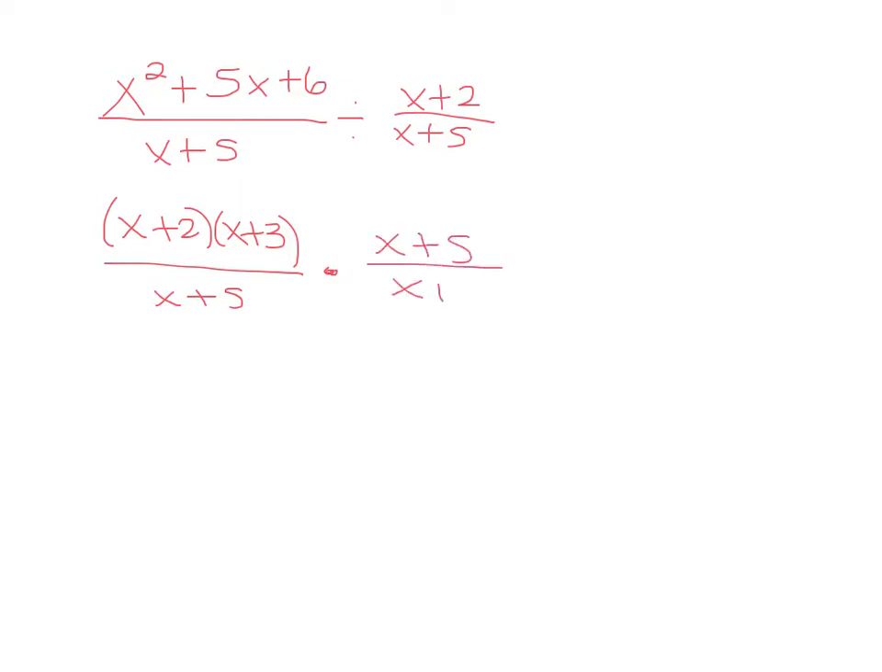All right, and then factor, which I already did. And now we're ready to simplify. The x plus 5s cancel, the x plus 2s cancel, so we're just left with x plus 3. Not too bad at all.